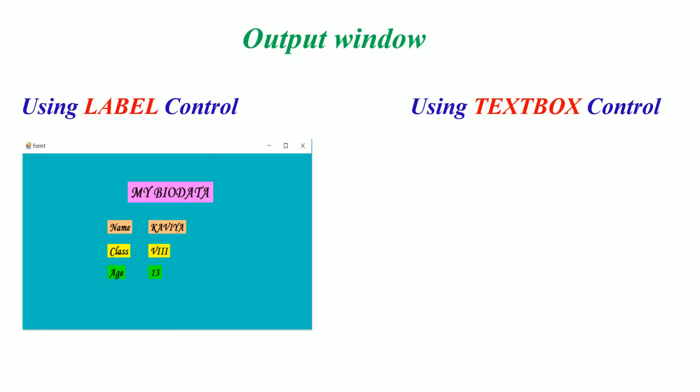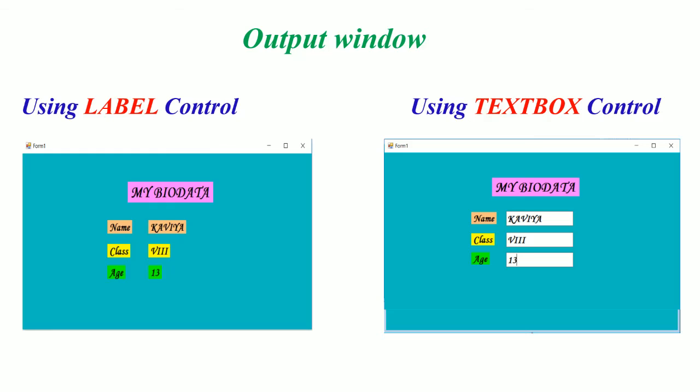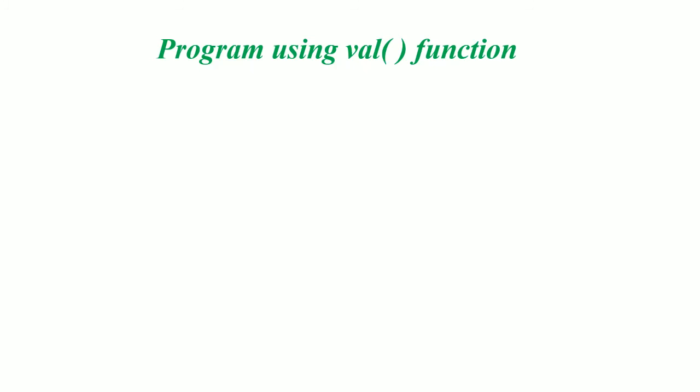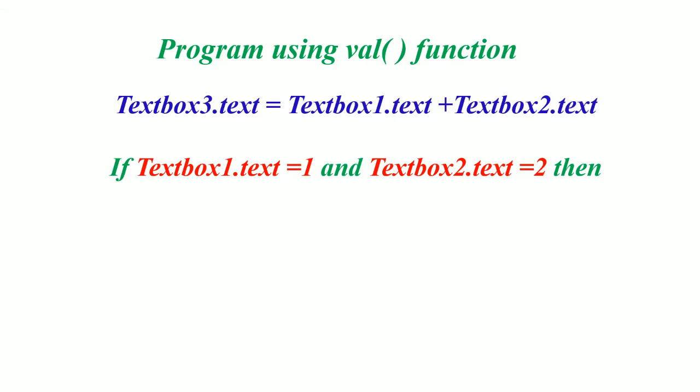Then using the label control, I just display the data. For the text box control, during runtime you have to enter the data. So I just enter, the cursor will be displayed here and I just enter that. Next, program using function. Just explaining the coding here. Textbox3.text is equal to textbox1.text plus textbox2.text. If the values are 1 and 2, what will happen? The answer will be 12.